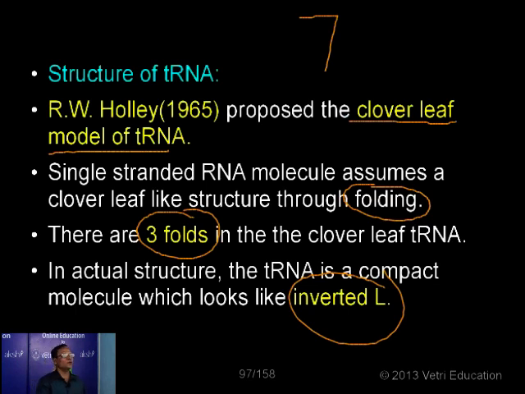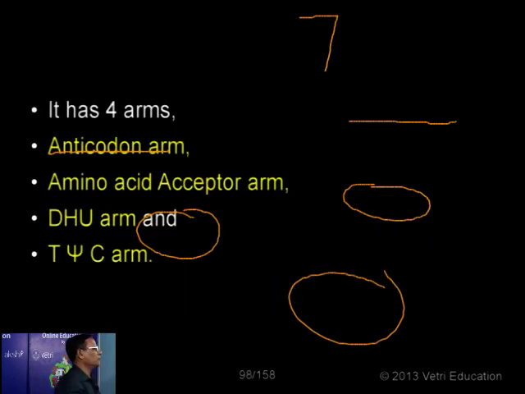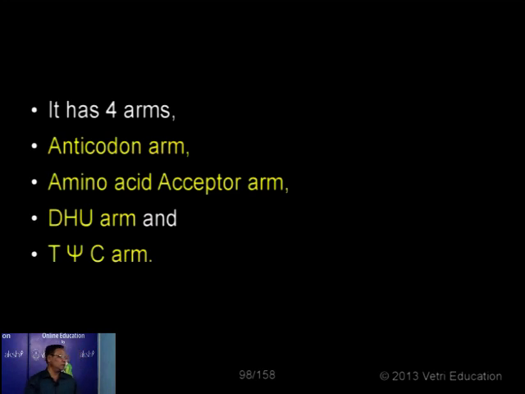As a result of 3 foldings, we are getting 4 different arms in the tRNA molecule. What are the different types of arms? In a clover leaf model, there are 4 arms. Number 1, anticodon arm. Number 2, amino acid acceptor arm. Number 3, DHU arm, the dihydrouridine arm. Number 4, T psi C arm. So these are all the 4 arms.